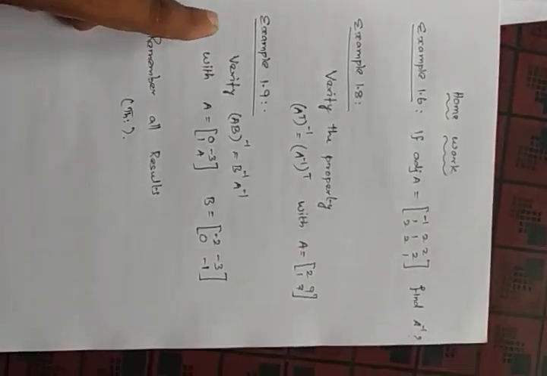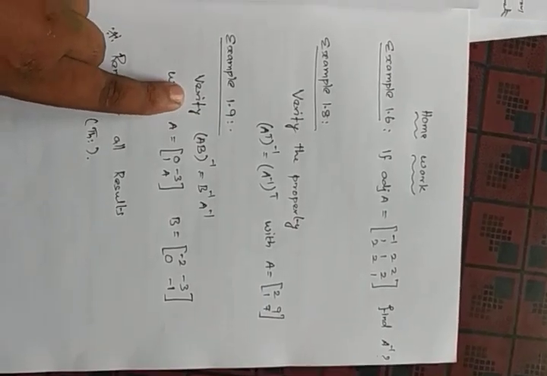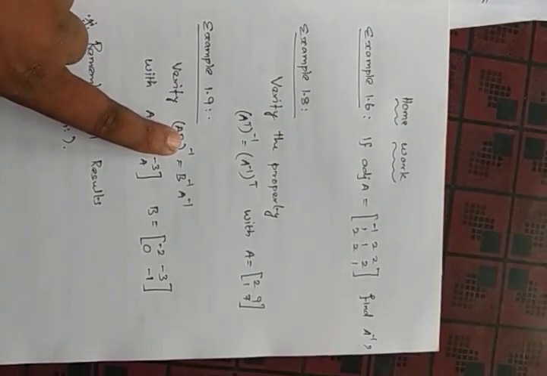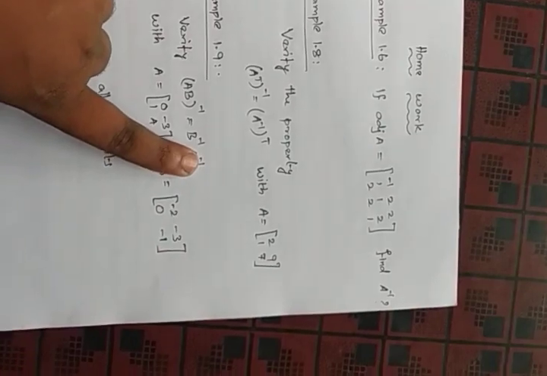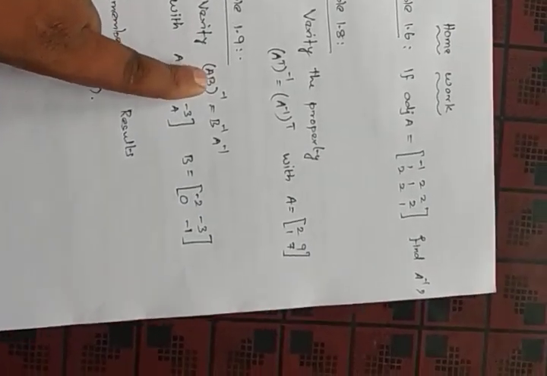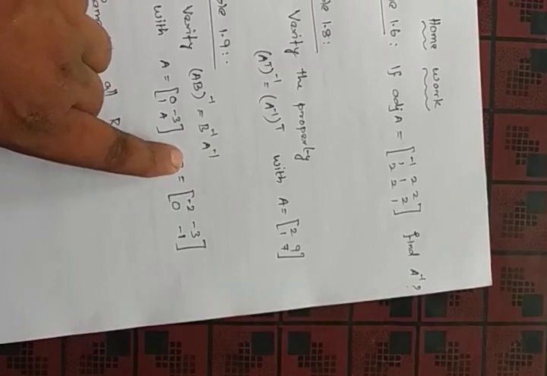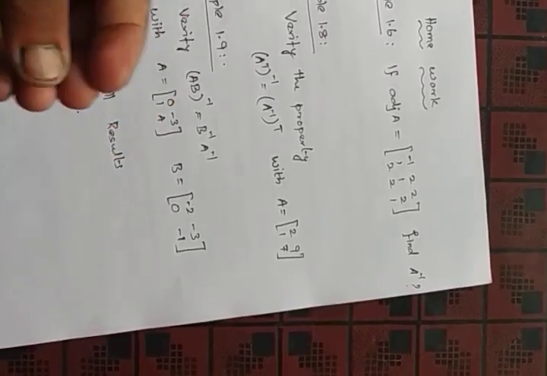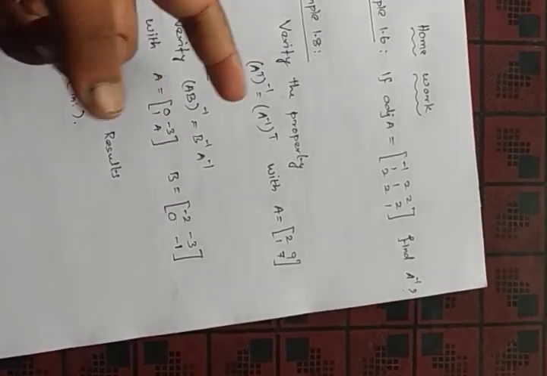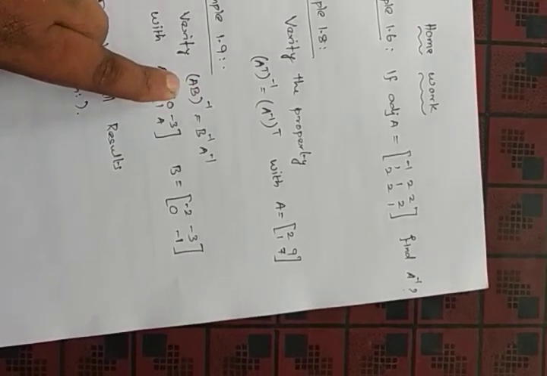The next one we have is example 1.9. What example 1.9 is saying is that we need to verify AB whole inverse equal to B inverse A inverse. We have already shown the same for the adjoint, and similarly here, AB whole inverse equal to B inverse A inverse. Here the LHS is AB whole inverse. First you multiply A and B. After multiplying A and B, whatever result comes, you find the inverse of that result. Okay, that is one result, keep it in mind.